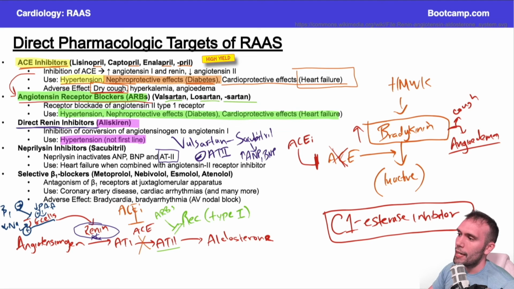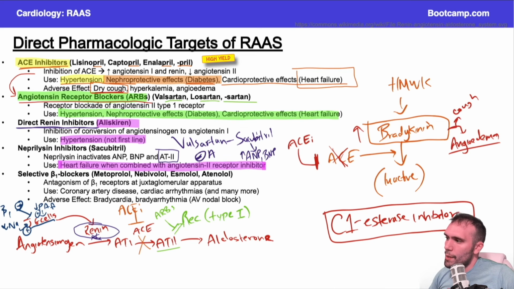If you didn't use them together, some of the effects that you're getting from stimulating ANP and BNP using sacubitril would actually go away by also stimulating angiotensin 2. So that's why you'll see valsartan, sacubitril used together. And again, I wrote that here, used in heart failure when combined with angiotensin 2 receptor inhibitor.